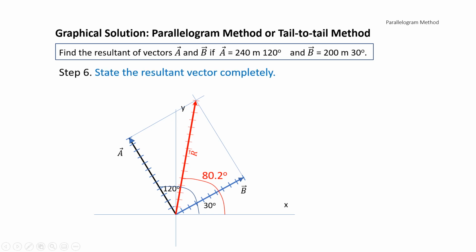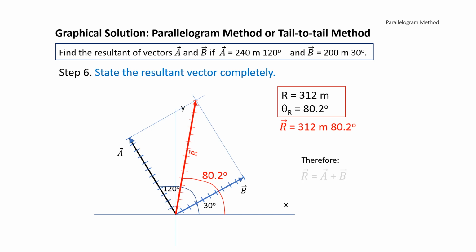State the resultant vector completely. The magnitude of the resultant is 312 meters and the direction is 80.2 degrees. The final answer: the resultant vector is 312 meters, 80.2 degrees.